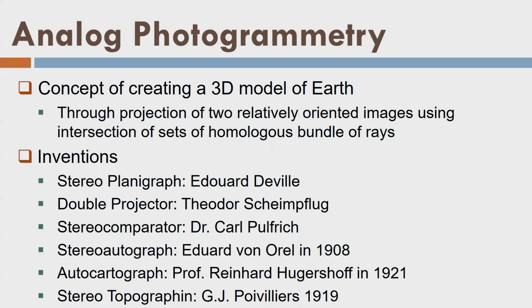So, these are the basic inventions. If you look at the planograph, double projector, stereo comparator, stereoautograph, autocartograph, and stereotopograph, these are the early developments in analog photogrammetry. However, today they are more or less obsolete, because later analog photogrammetry was replaced by analytical photogrammetry after the invention of computers. Further, the analog computers were superseded by digital computers, and even analytical photogrammetry was replaced by digital photogrammetry.